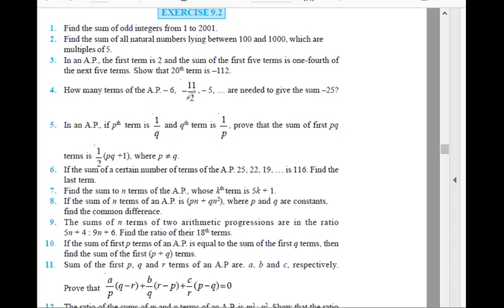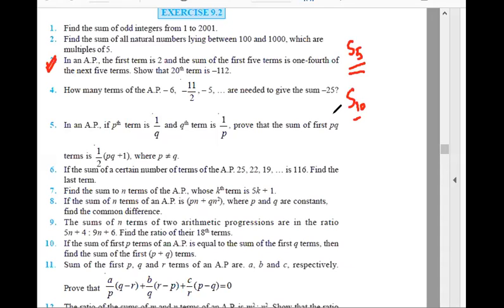Now, try solving question number 3. Everyone, try solving question number 3. Now, what is the sum of first 5 terms? Think about it. Mansa, what is the sum of first 5 terms? It will be S5. Yes or no? Okay, what is the sum of next 5? What is S10? Tell me, what is S10?